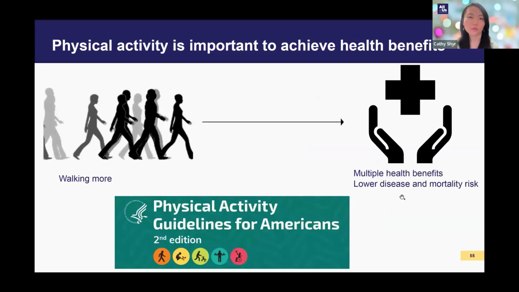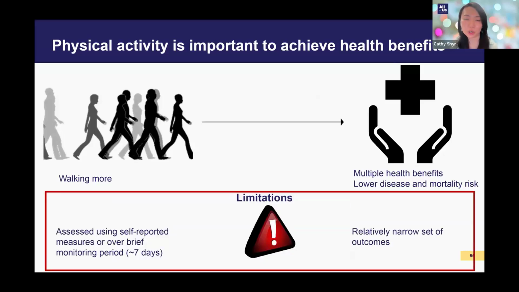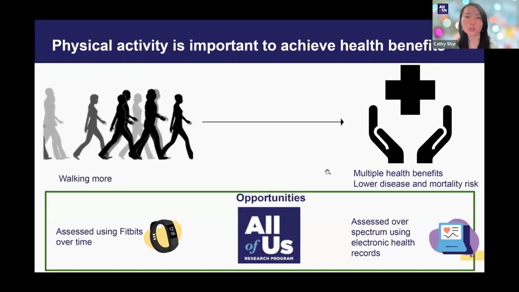The overall motivation for this study is that physical activity has important health benefits. The underlying question that the authors looked at is whether the exposure of walking more, so higher activity, is associated with different types of health benefits, specifically with respect to lowering disease and mortality risk. One of the gaps in the literature is that the exposure, physical activity, is typically assessed using self-reported measures, which are subject to bias, over brief monitoring periods of about a week or so. And looking at the outcome, existing studies tend to look at a relatively narrow set of outcomes. So the authors saw an opportunity to tackle this question by leveraging the data in the All of Us Research Program.